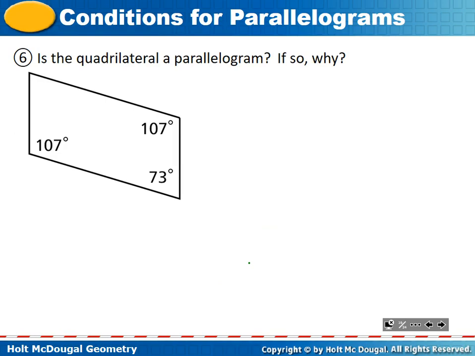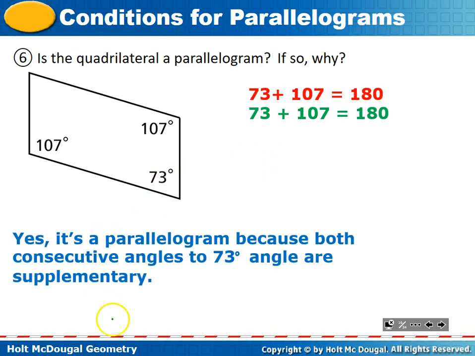All right, so let's look at number 6. It says, is this quadrilateral a parallelogram? If so, why? So notice here that 107 is a consecutive angle to 73, and 107 is a consecutive angle to 73. So we can add those together and get 180 for both of them. Thus, yes, it is a parallelogram, because both consecutive angles to the 73-degree angle are supplementary.